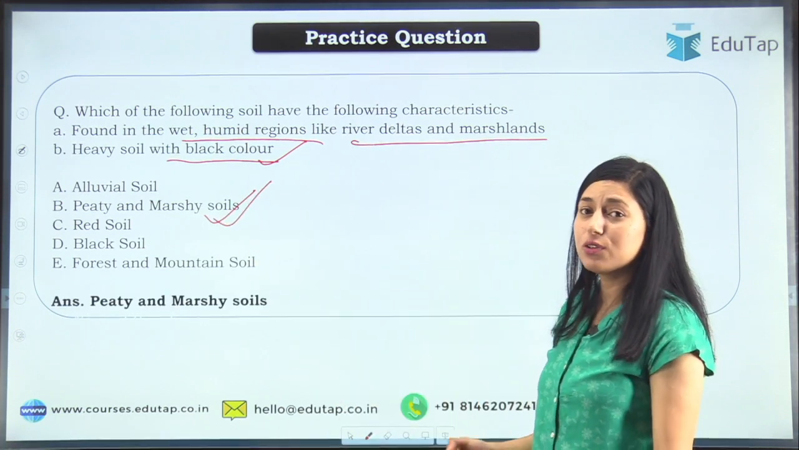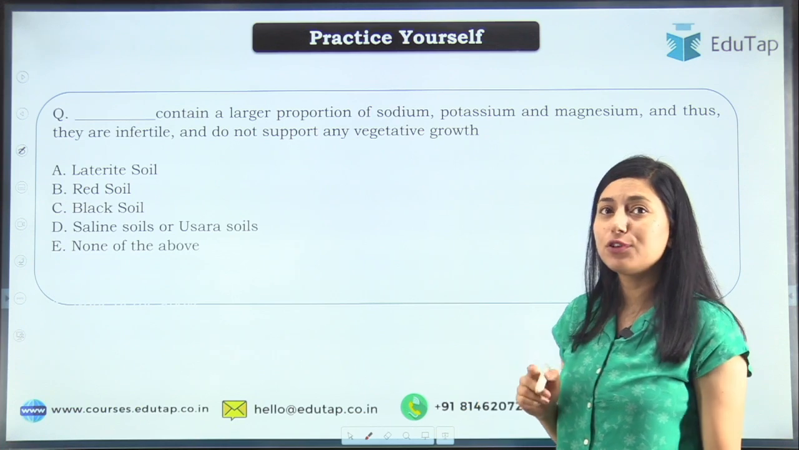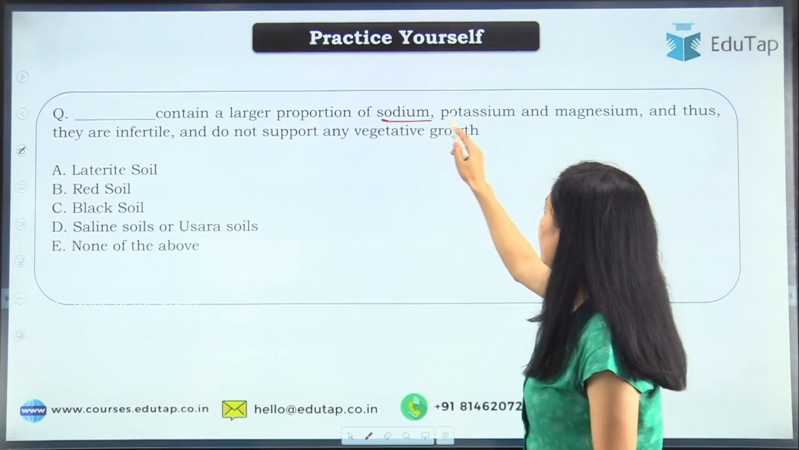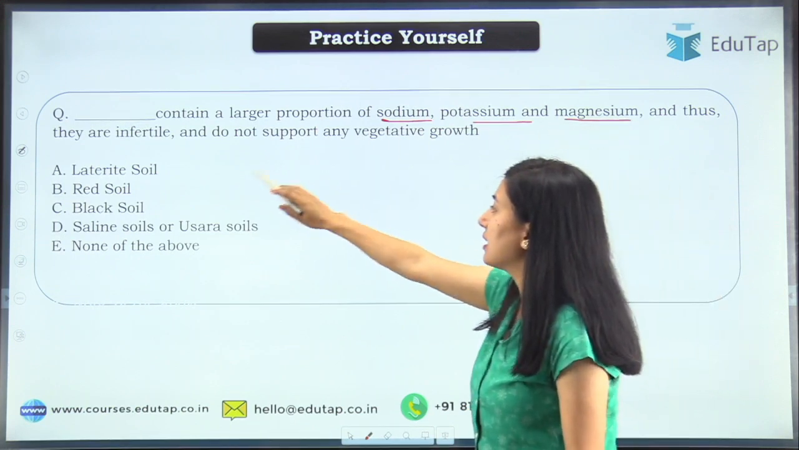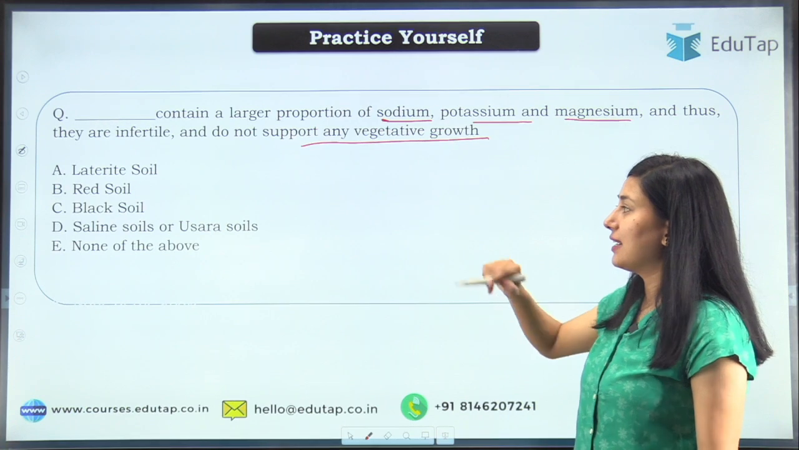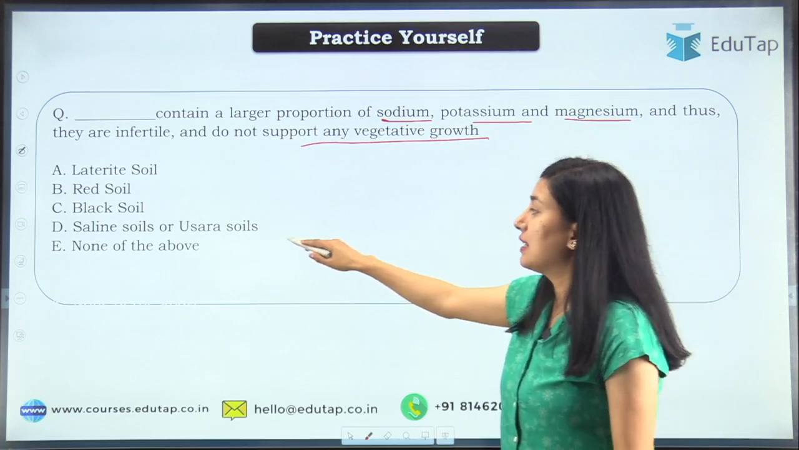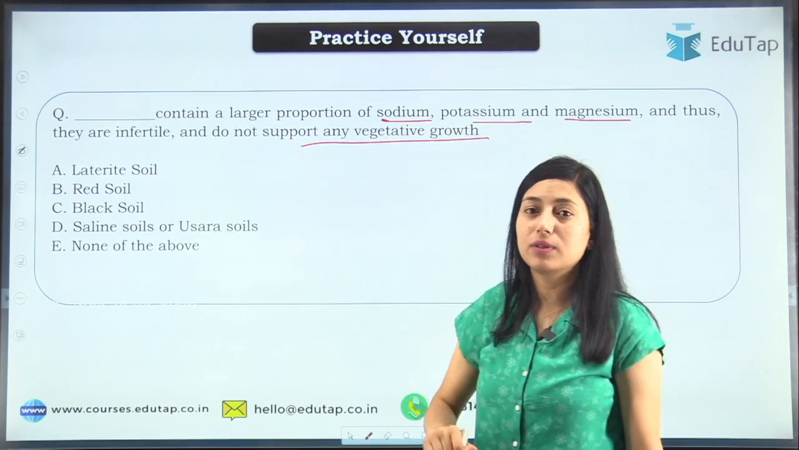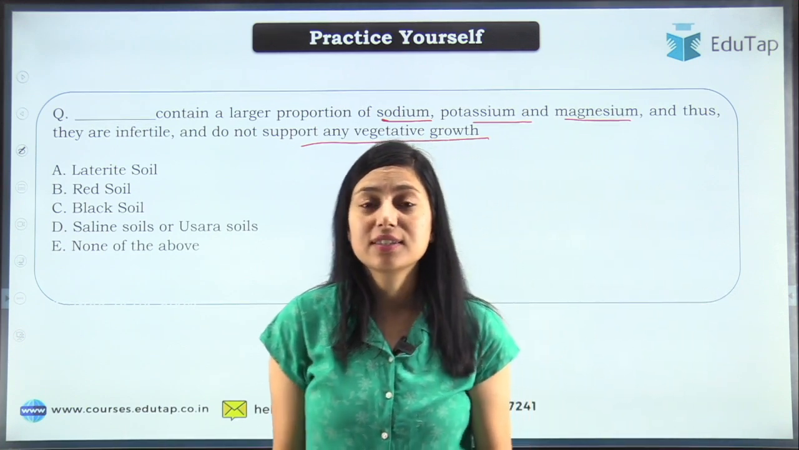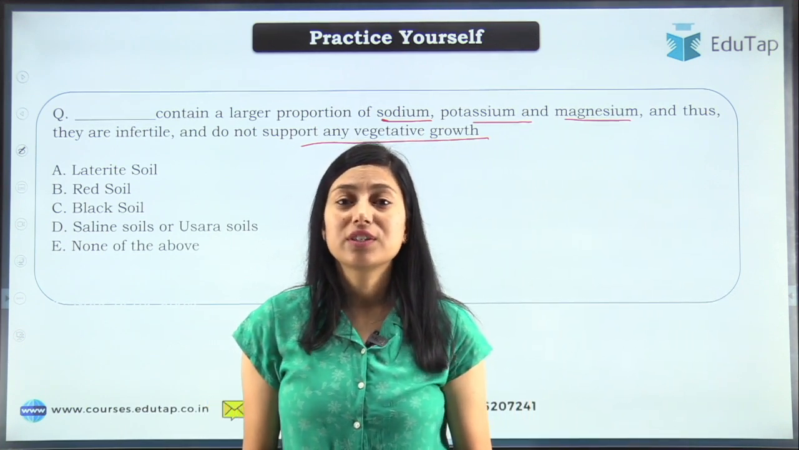Now students, the last question which you have to do: dash contain a large proportion of sodium, potassium, magnesium, and thus they are infertile and do not support any vegetative growth. Your options are laterite soil, red soil, black soil, saline soil or ooser soil, none of the above. Students, we have discussed this in this video and you have to answer this question and let me know the answer in the comment box.